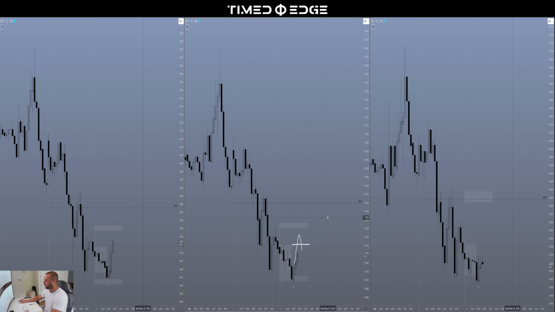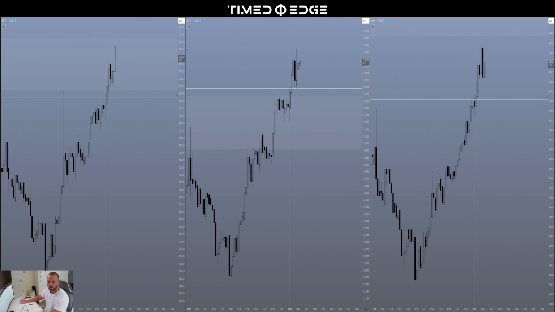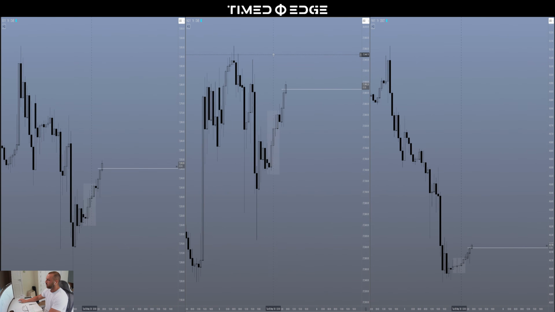So with that in mind, let's go to the index futures triad. Let's bring that down here because I've got a bit of a sore neck at the moment. Flip that over.